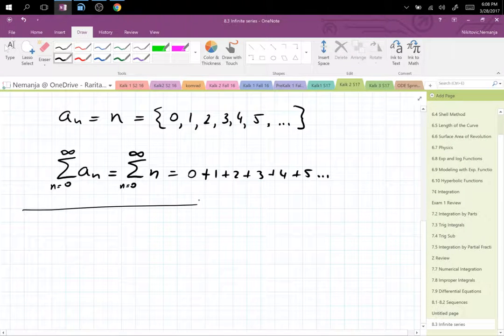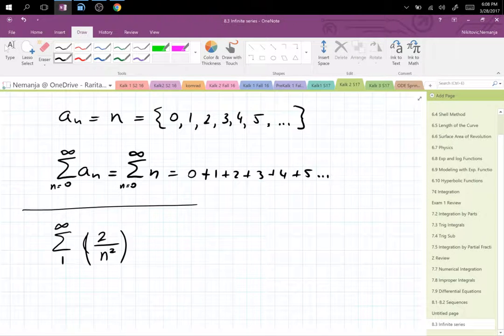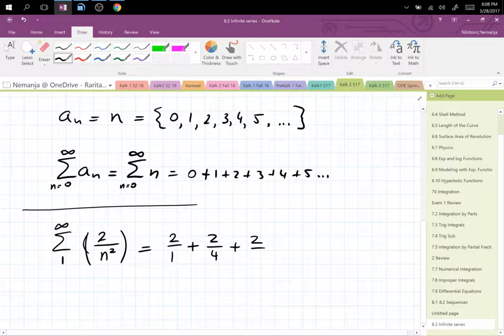So for another example, we could use, let's say, summation of 2 over n squared, right? You have this. And let's start at 1 and go to infinity. You can't really start at 0, right? Because then you would have 2 over 0. So this would be 2 over 1 plus 2 over 4 plus 2 over 9 plus 2 over 16 plus, and it will go on forever.